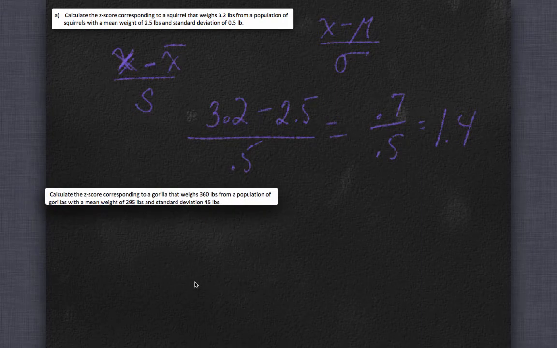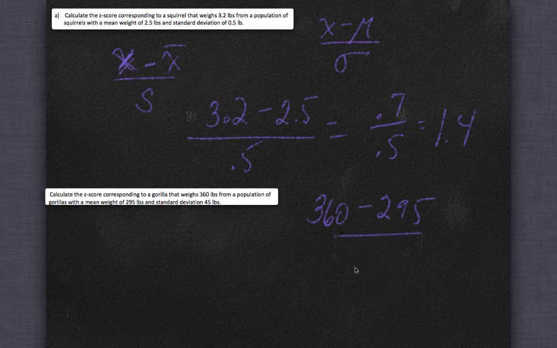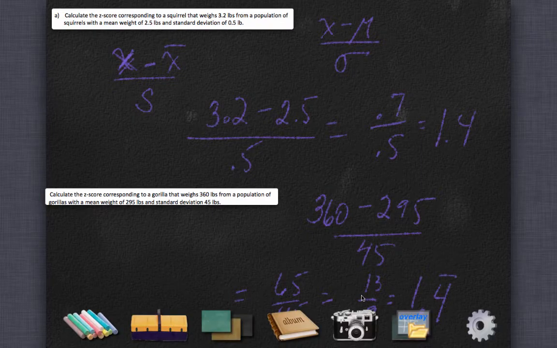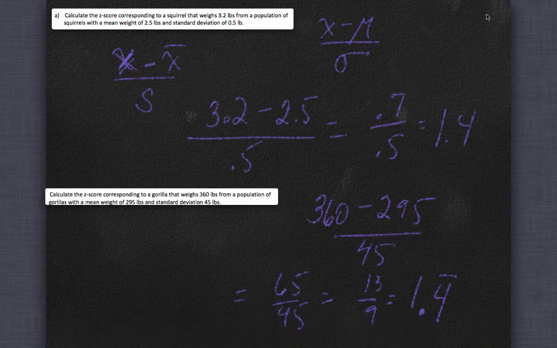Now if we do this one, a gorilla weighs 360, so that's his value, minus the mean, divided by 45. I feel a bit like we already did this, but if you remember, I did all of these and then had it deleted, so I may remember it from that and not from the videos I actually posted.